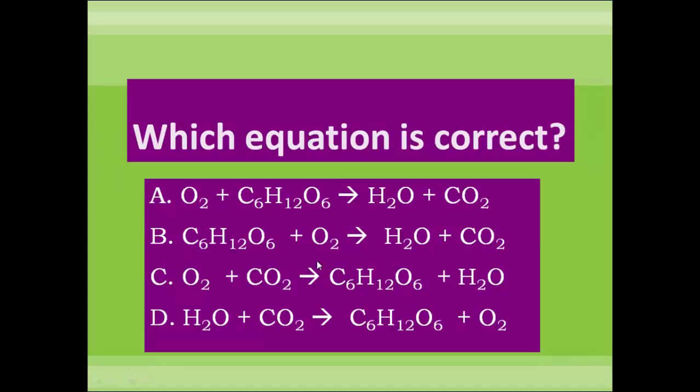Which equation is correct? D is correct. Oxygen is a product, and you'll notice A, B, and C all have oxygen as a reactant. The oxygen belongs over here on the right-hand side as a product with glucose, C6H12O6.